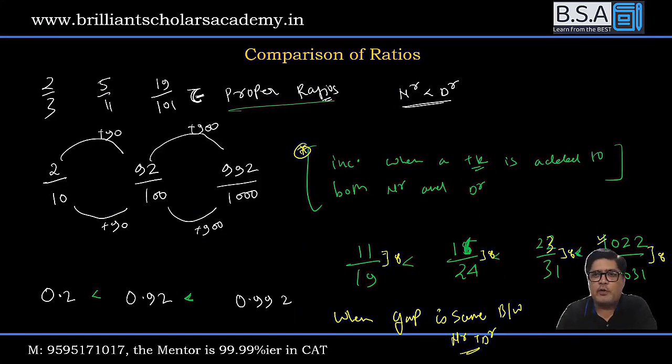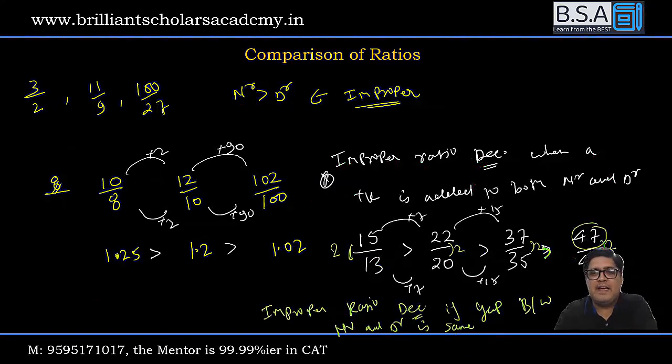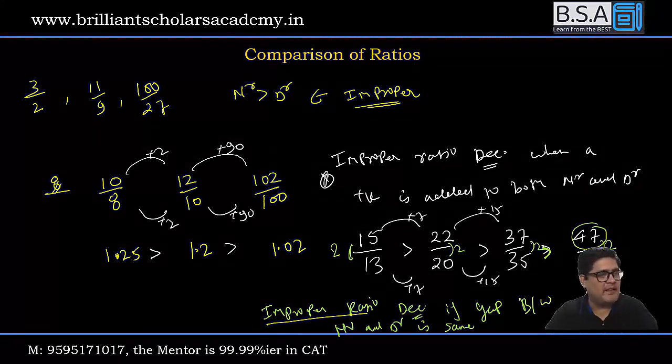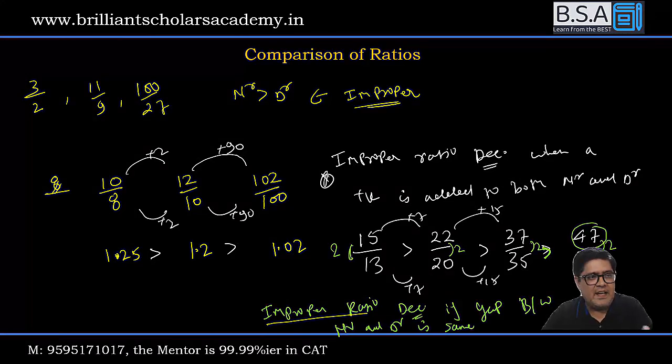In a proper ratio, when the gap is the same, larger number means larger ratio as well. In this case, what is happening is larger number means a smaller ratio. An improper ratio decreases, or improper ratio is lowest, when the gap is the same and the numerator and denominator are larger numbers. Both ways are exact opposite of each other.